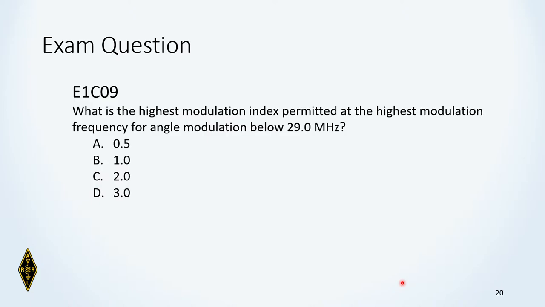Let's see how well we covered that. So what is the highest modulation index permitted at the highest modulation frequency for angle modulation, meaning FM or PM, below 29 megahertz? Beta. It's 1.0.